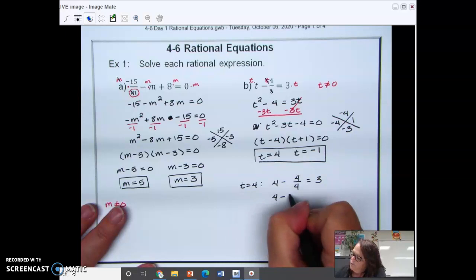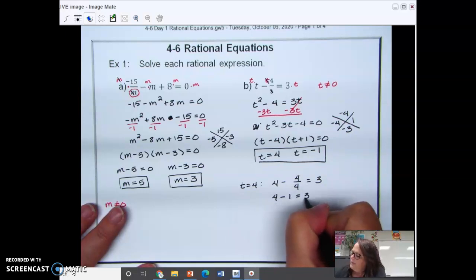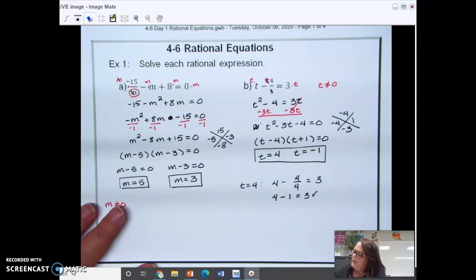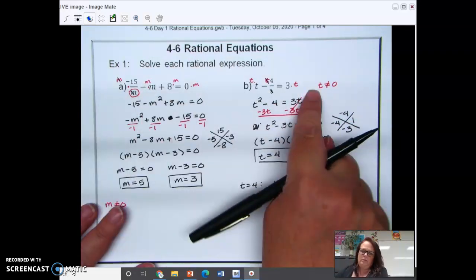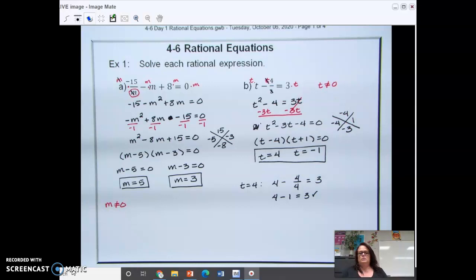So 4 over 4 is 1, and 4 minus 1 is equal to 3. And so you can take each one of these and plug it into their original equation, and you should get an equal sign when you're done.